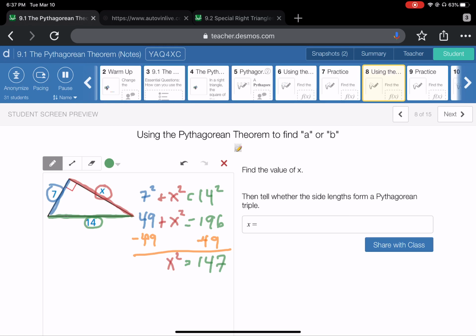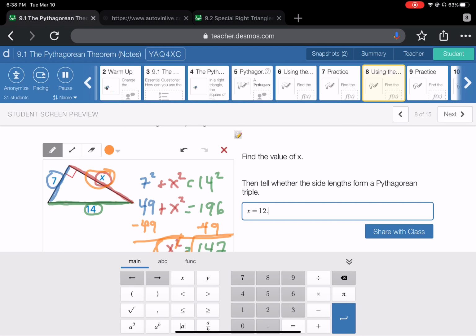Okay, and we're going to solve this just the same exact way that we did it on the other one. We're going to take the square root to both sides of the equation so that we can isolate the x, which cancels that out. Take the square root of 147. I'm having some technical difficulties here, but here we go. So the square root of 147, we get 12.12. So x is equal to 12.12. Okay, so this side here is approximately 12.12 units long. So x is 12.12.